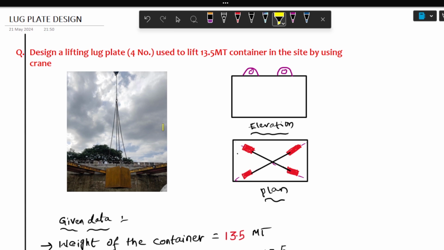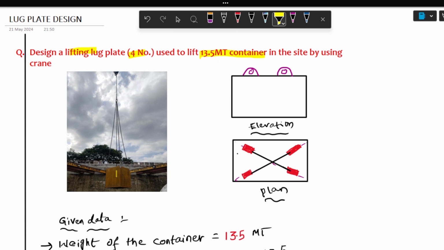This is a calculation regarding the design of lug plate. In this problem, I have considered a side problem, which is a design of lifting lug plate. We have to design 4 lug plates, each carrying the same load. A 13.5 metric ton container is there in the site, and you have to lift that container from one place and place it at another location. For that you have to design a lug plate which is welded to that container block. Now let's quickly get into the video.